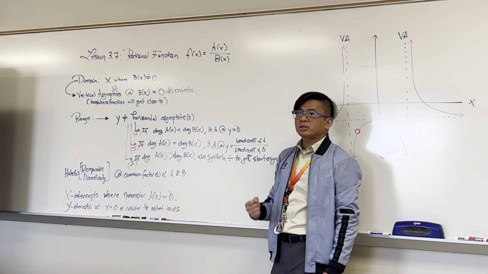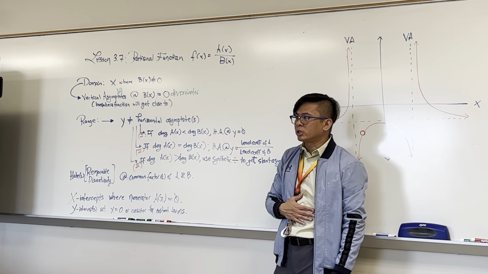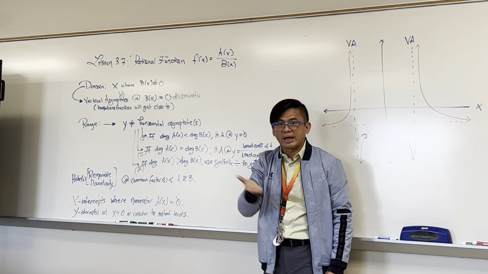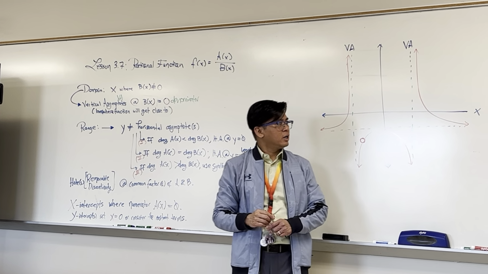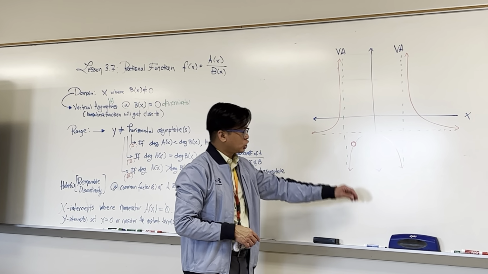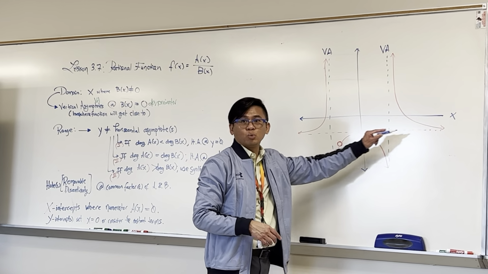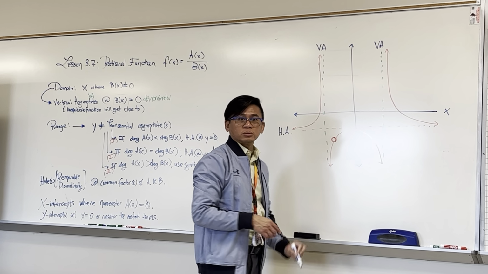Get the quotient, that will be your slant asymptote, okay? It's not going to be a horizontal asymptote, but it's going to be slant. Get it? Okay. So as you may notice in here, there's a horizontal asymptote for such, and you see this one in red, right? That's the horizontal asymptote, okay?